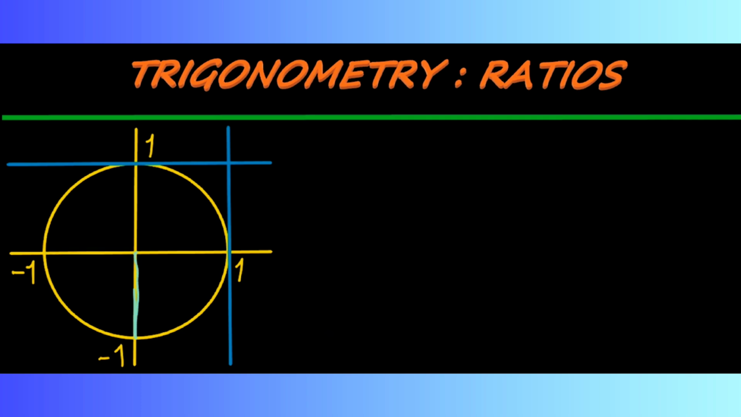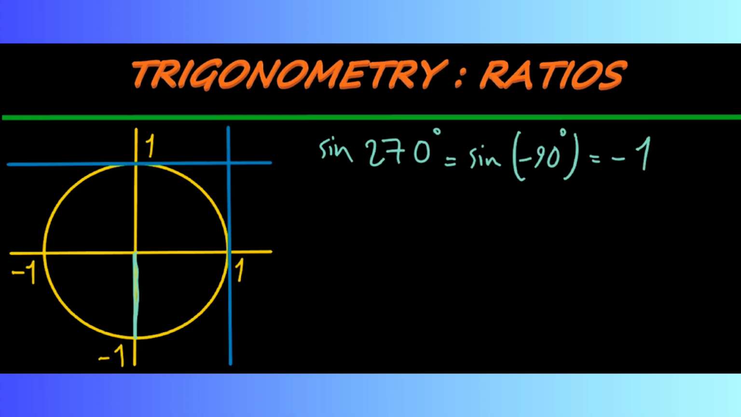Next angle is 270-degree angle. If you turn counterclockwise on the circle, you could say you turn 90 degrees clockwise, which is the negative turning way on the unit circle. For 270 degrees, according to the circle, we can say sine is minus 1, cosine is 0, tangent is infinite, and cotangent is 0.